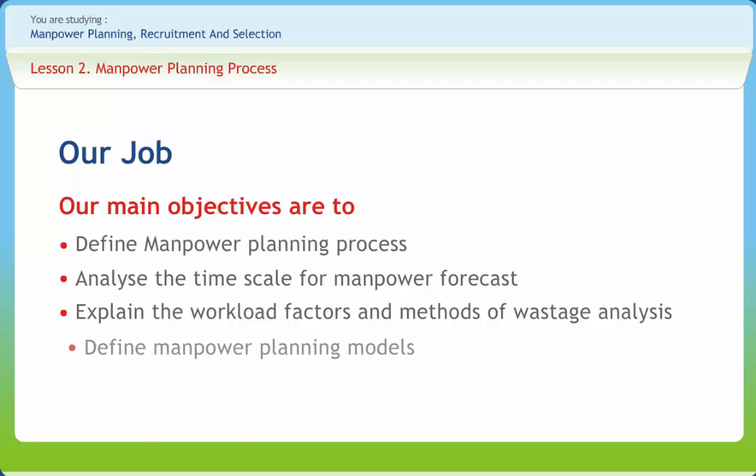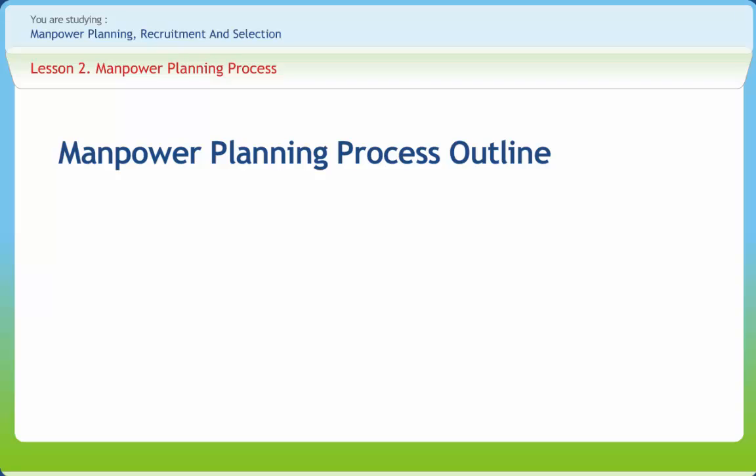define manpower planning models. We can broadly delineate the manpower planning process into 4 different stages as shown here. Investigation is the primary stage of manpower planning in any organization. In this stage, organizations try to develop their awareness about the detailed manpower scenario with a holistic view, looking at their current manpower.